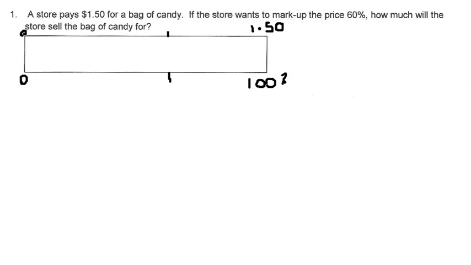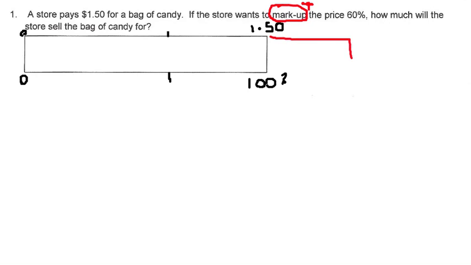At this time, please take out your discount and markup notes. Let's take a look at number 1. A store pays $1.50 for a bag of candy. The store wants to mark up the price 60%. How much will the store sell the bag of candy for? So the key word here is markup, and we know that looking back at our notes, markup we have to add to the price.